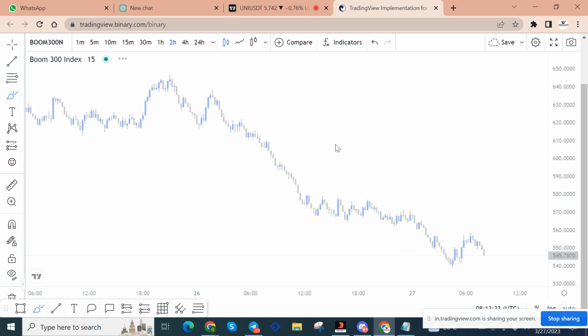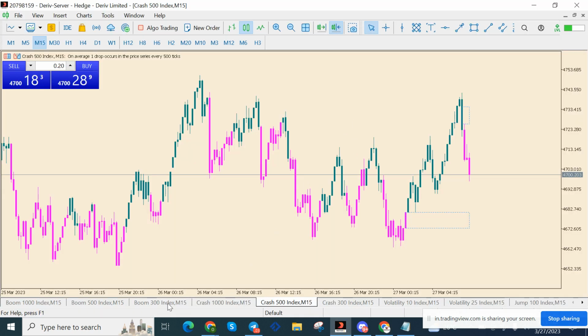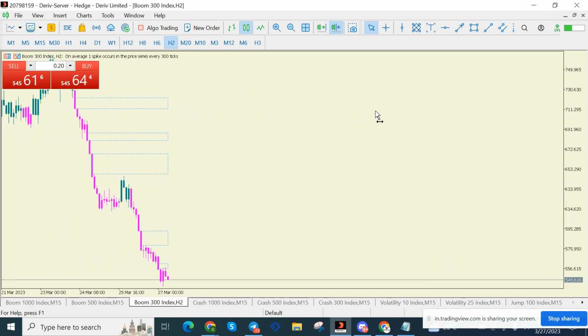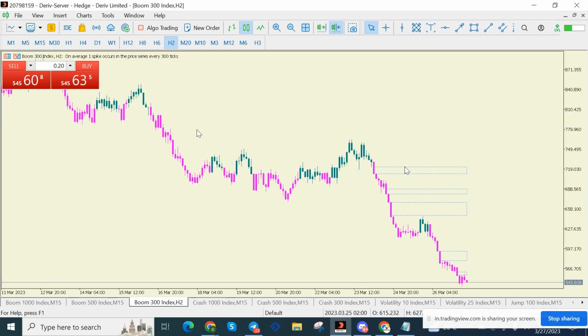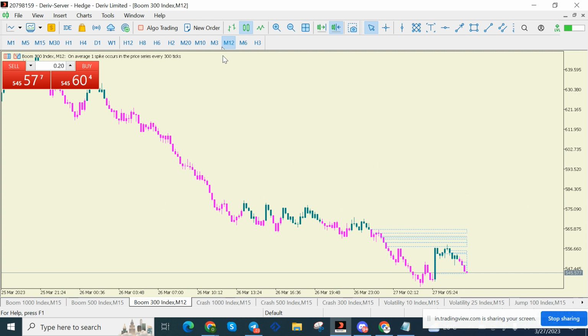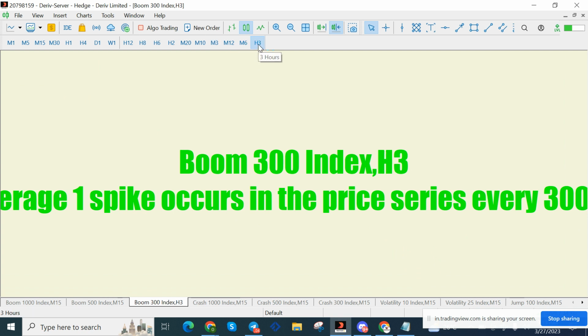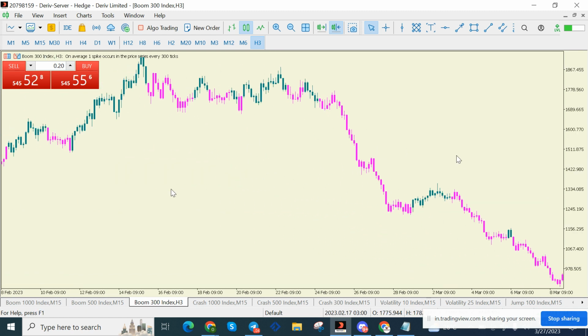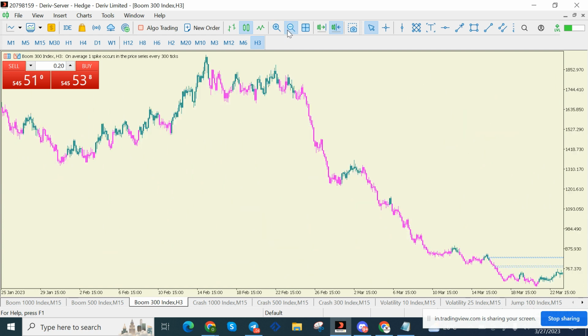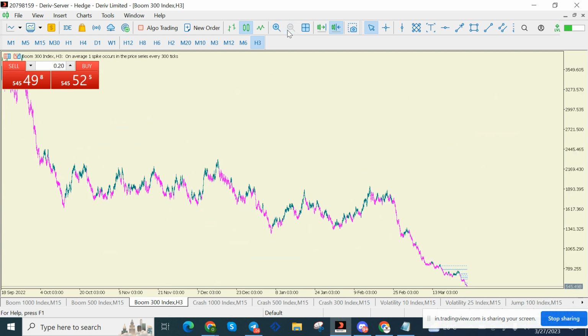If you look at boom 300, let's go to the 2 hour time frame. If this is delaying, we can use this. On the 2 hour time frame, you can literally see a major downtrend. And so I cannot even spot a demand zone to work with. Let me look at it on H3. You can see this 3 hour time frame. Let's even zoom out. For those of you who are conversant with support and resistance, there is no support to work with.